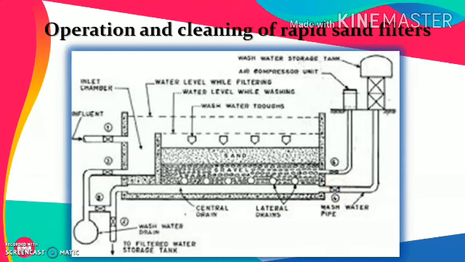First of all, at the time of cleaning, the compressed air will be entered into this particular part of the rapid sand filter. It will enter through the gravel and will travel in the upward direction. The water level while washing will be kept somewhere here.